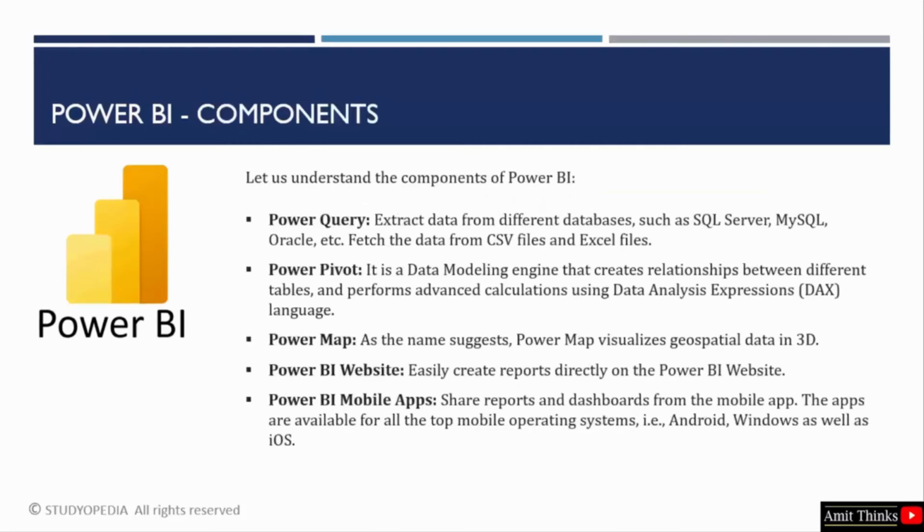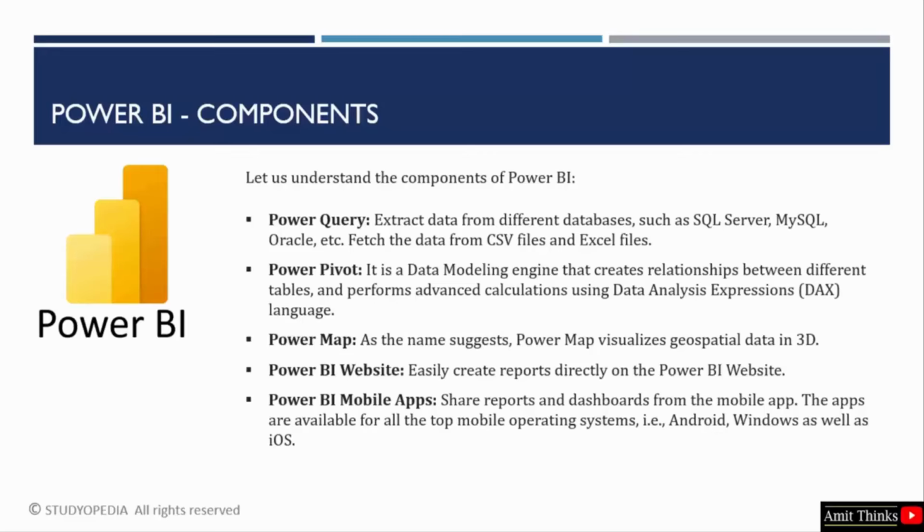Now let us see the components of Power BI. Let us quickly understand. We saw that using Power Query we can extract data from different sources, different databases. The sources can include your Excel, CSV, different websites, even from the cloud or databases like SQL, MySQL, Oracle. Then Power Pivot, it is basically for modeling. That means you can easily create relationships between different tables and you can perform calculations with the DAX, data analysis expressions. We will see this concept later also.